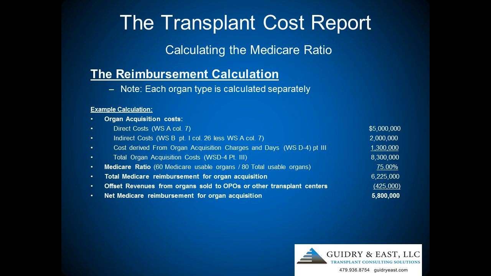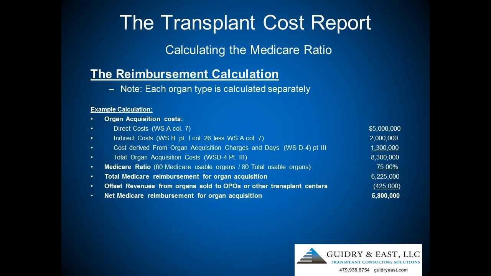So for example, the salaries that were moved out to the post-transplant cost center would be used to reduce the number that originated initially on worksheet A, and also plus or minus any adjustments such as removal of non-allowable costs or the offsetting of miscellaneous income.